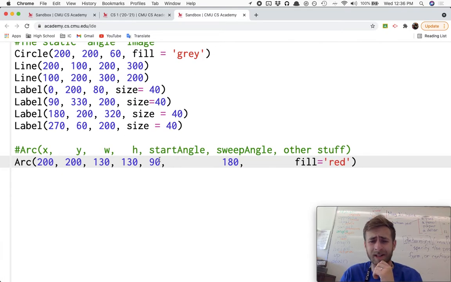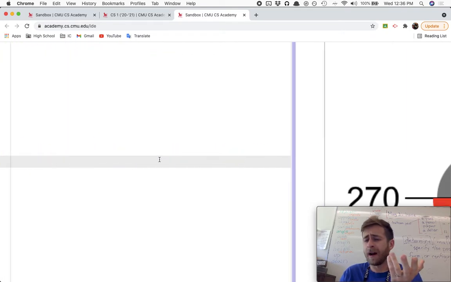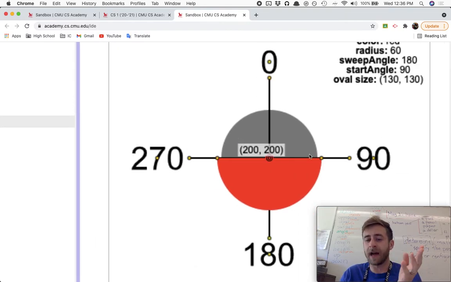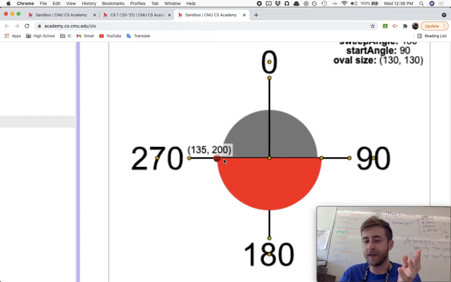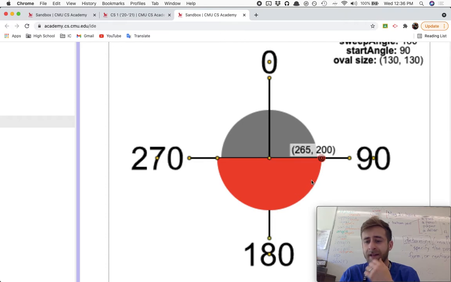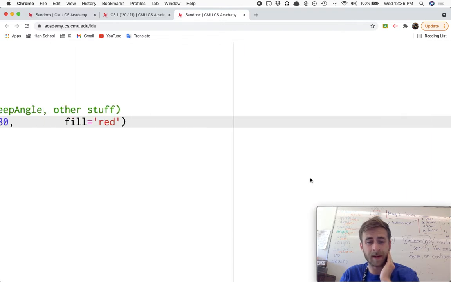Let's see. Where else am I going here? Really, honestly, you should just play around with it. The one thing that I do want to do is I've only been using 90, 180, and 270. You can start anywhere in between here, and I think decimals are fine. I want to start halfway between 180 and 90. So that would be 135, is what I'm thinking. I kind of want to make a Pac-Man.